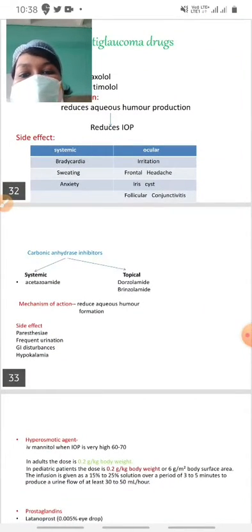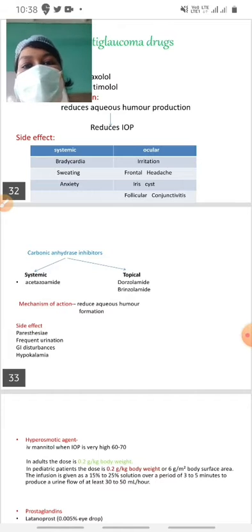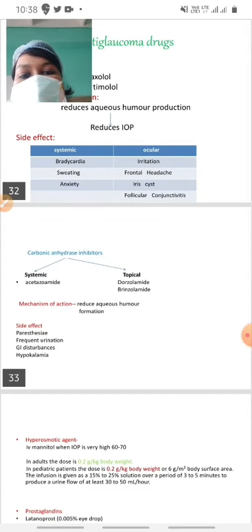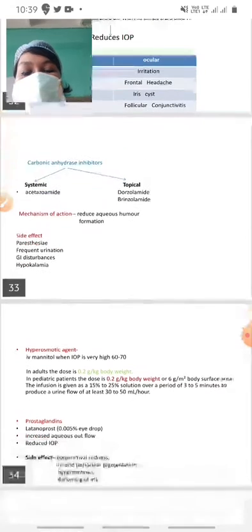Next is the carbonic anhydrase inhibitors. It can be given either as tablet acetazolamide or topical in the form of dorzolamide or brinzolamide. The mechanism of action is they also reduce the aqueous humor formation, thus reducing the IOP. The side effects are paresthesia; the patients will complain of tingling sensations in hand and feet. The patient might have to go to the bathroom more than once. It means it causes frequent urination, GI disturbances, and decrease in the blood potassium levels, that is the hypokalemia.